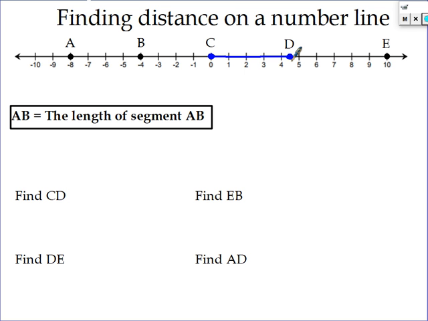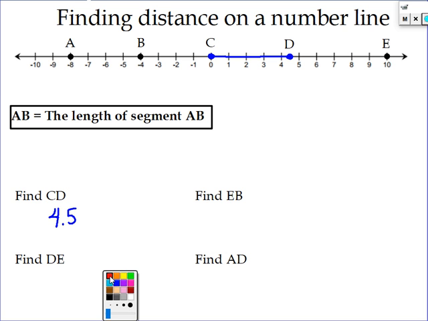Now this number line is not set up in inches or centimeters or any certain kind of units. It's just arbitrary. It's just a number line. So we're not going to have any units on the end of these answers. From C to D, we're just going to count, or you can go from D to C. It doesn't matter. Remember, segments have 2 endpoints, so it doesn't matter where you start and where you end. So if I just start at C and I count 1, 2, 3, 4.5, CD, that distance is 4.5.